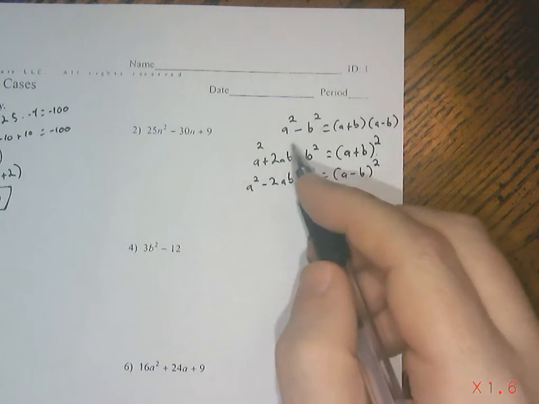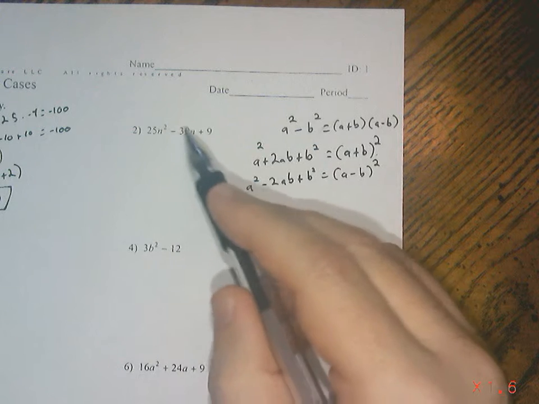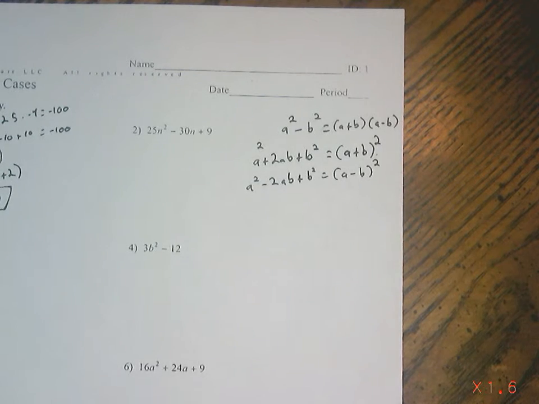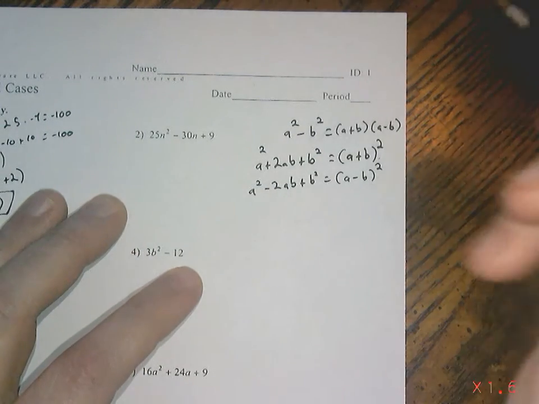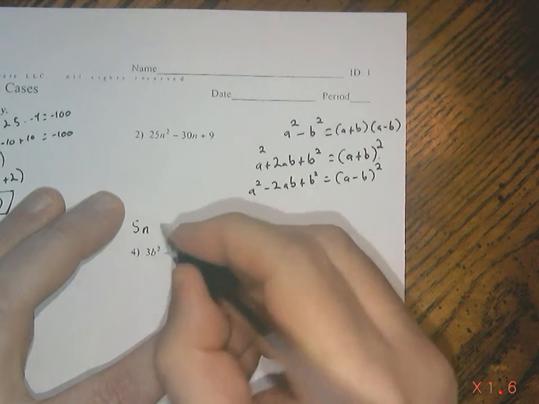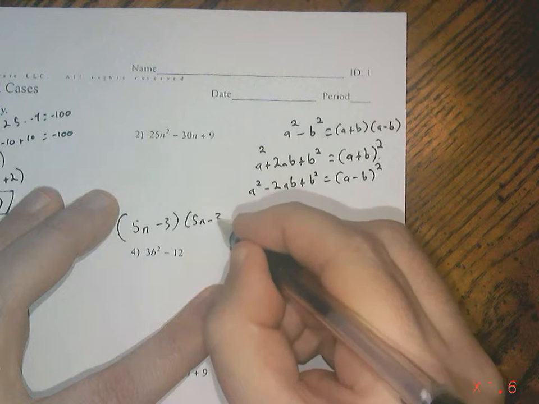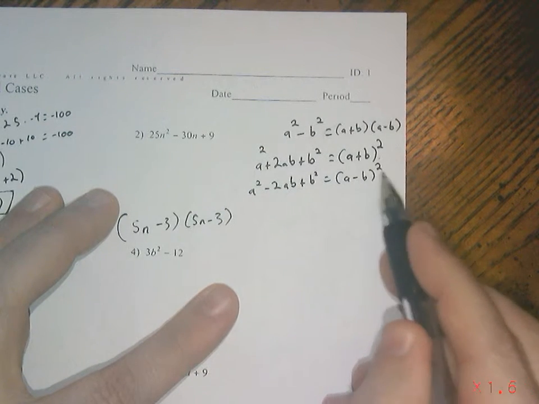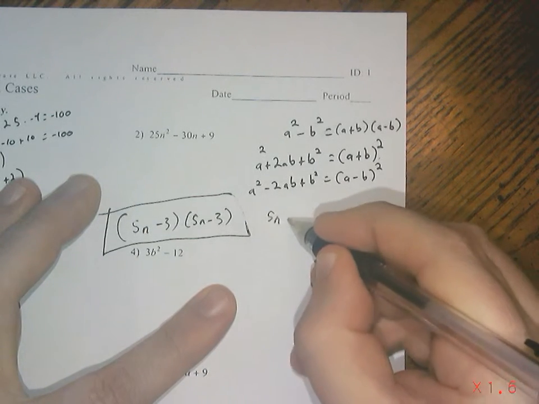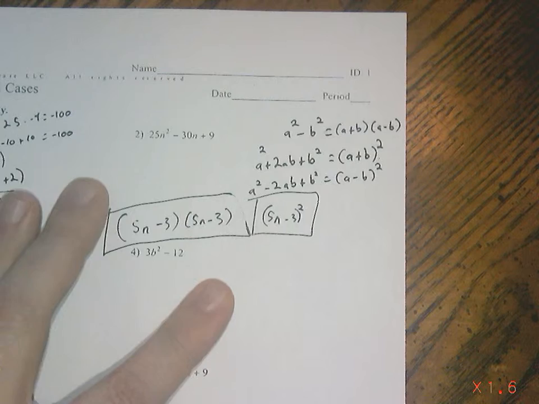So that would be 2ab. Is that going to be a plus or a minus? I've got a minus 30 here. So which one is it? It's this minus one here, right? So without doing anything, I can tell you that it is going to be this answer right here: 5n minus 3 times 5n minus 3. Or just 5n minus 3 squared. That's your answer right there. Or you could say 5n minus 3 squared, and that would also be an appropriate answer.